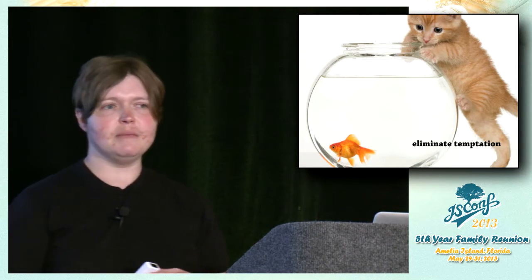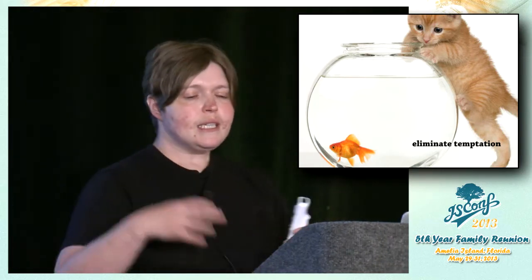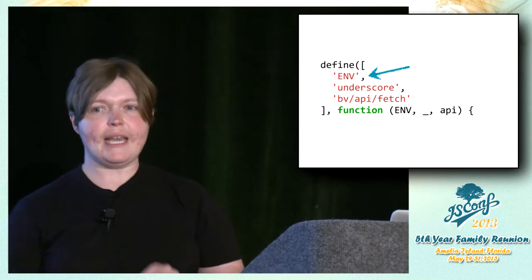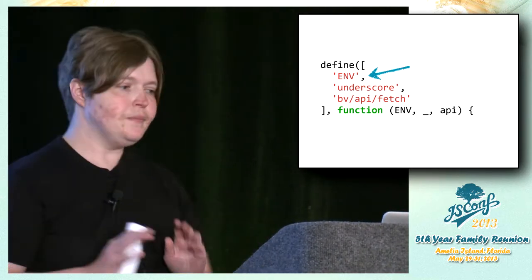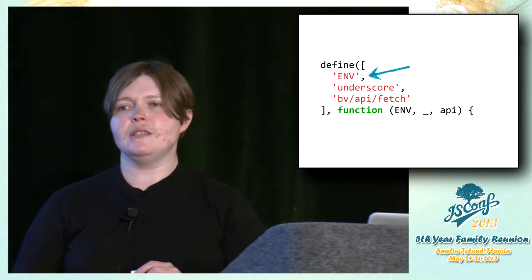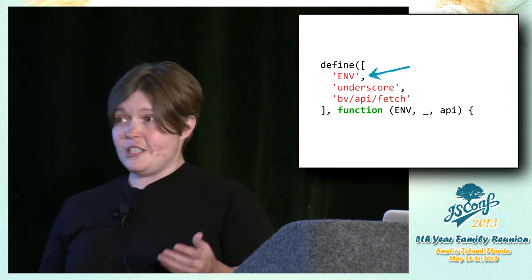Now, there are probably lots of different kinds of temptations, but in our case, our particular temptation was a global. We use AMD, so there aren't really any globals. Well, there are, but that's a whole other thing. But we had this thing called ENV, capital, to make you know that it was really important. And it was a dependency in just about every single file in the entire code base. Some files didn't actually use it.